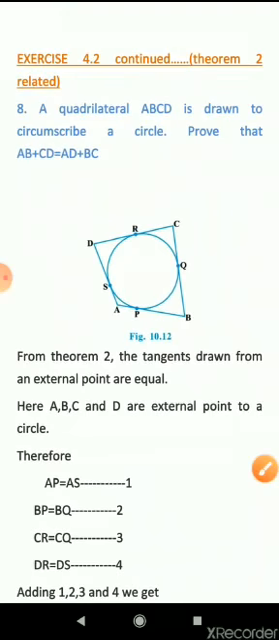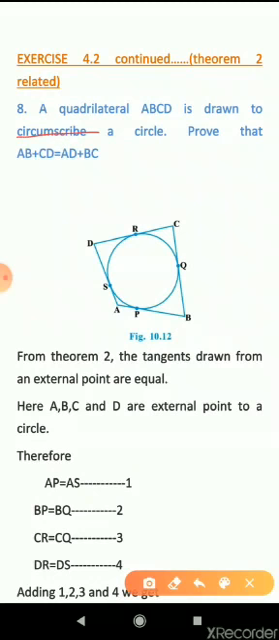Just observe: a quadrilateral ABCD is drawn to circumscribe a circle. Prove that AB plus CD is equal to AD plus BC. First draw the figure. Sometimes they will give the figure. Otherwise just observe this word circumscribe. Circumscribe means draw around. So you are drawing the quadrilateral around the circle. First observe which figure you have to draw around which figure. Clear?